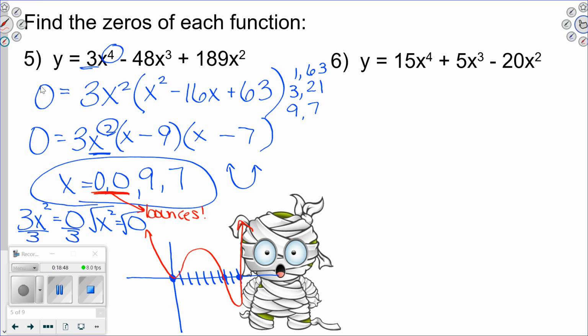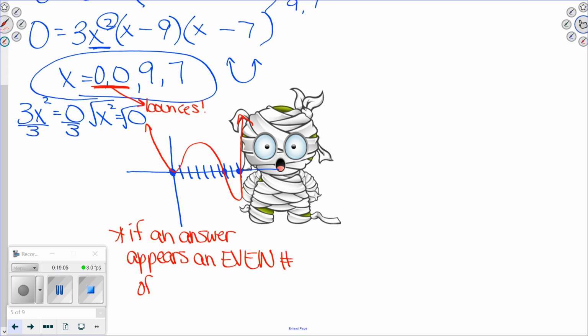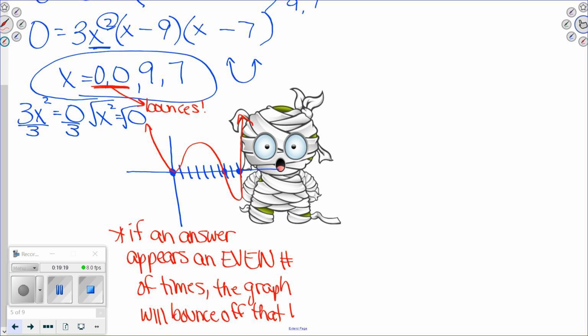Okay, so make a note to yourself, guys. If an answer appears an even number of times, the graph will bounce off that number. So if an answer appears an even number of times, like that 0 showed up twice, it bounces off the 0. It does not go through it.